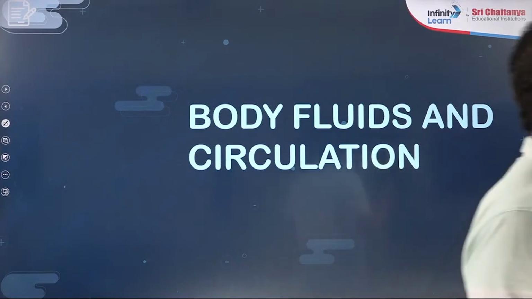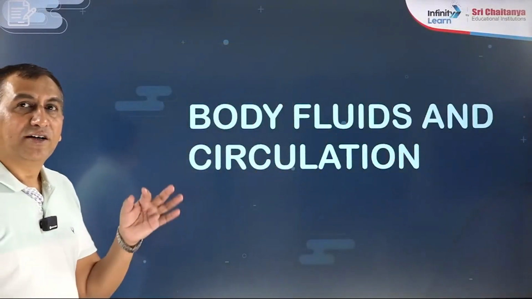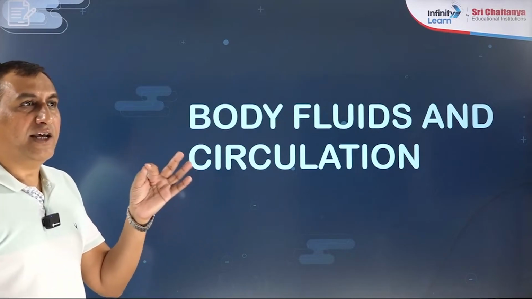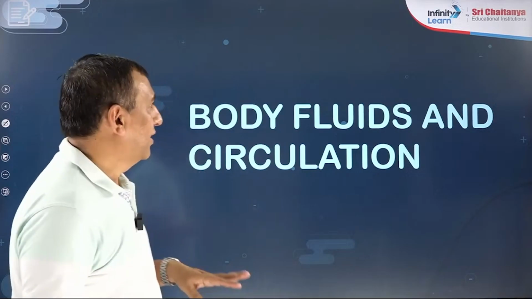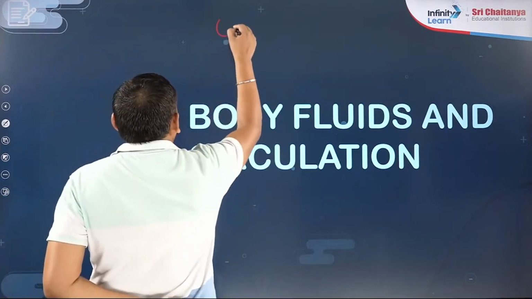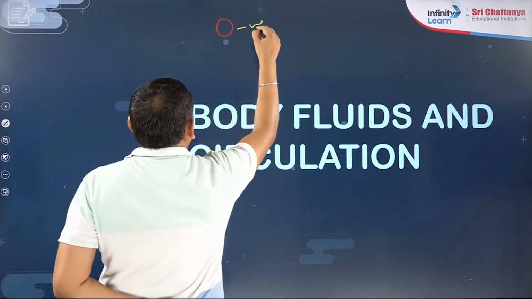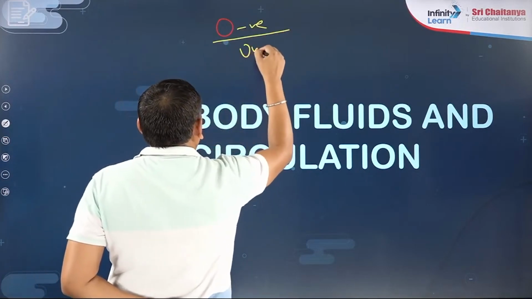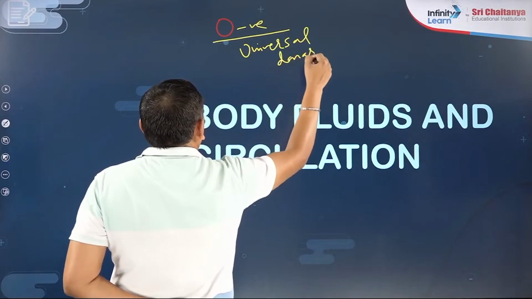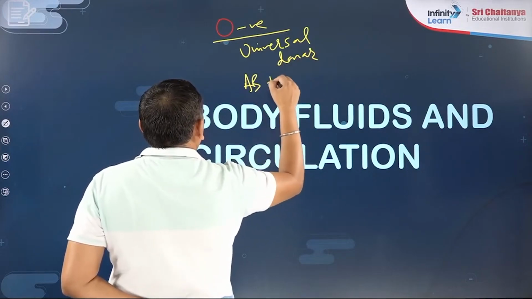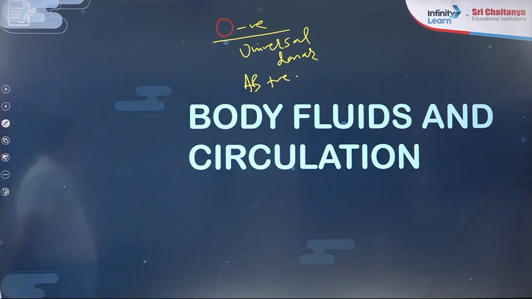Yes, the O negative blood group is considered as the universal donor and AB positive is considered as the universal recipient. See what I said, O negative is considered as the universal donor, and AB positive is considered as the universal recipient.